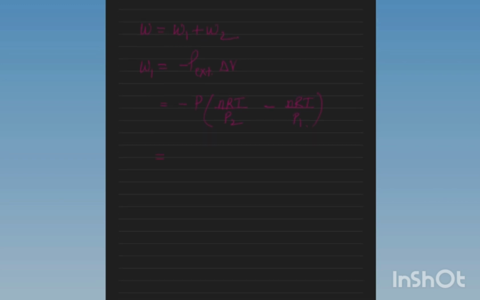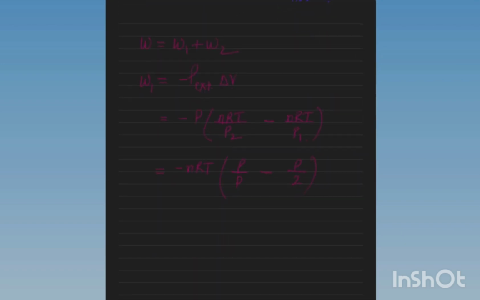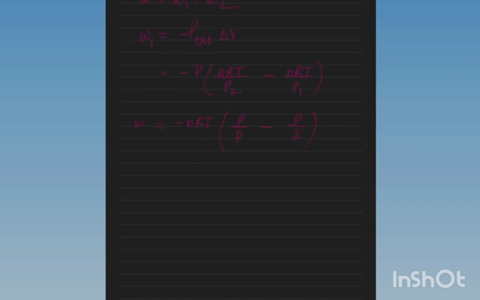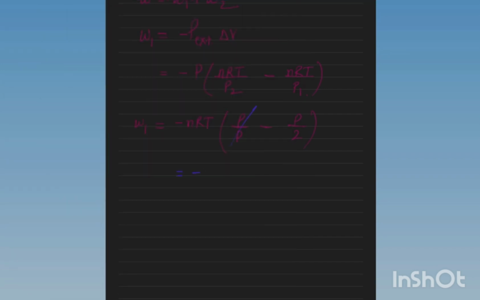Okay. Now external pressure P, we don't know about that P, but we can separate out minus nRT, and P by P2 is our P. Final pressure will be P, the internal pressure, and the initial pressure is 2 bar. It is given in the question, 2 bar. So we are putting 2 bar here. So this will be the work W1, and this will be cut out. We will get minus nRT (1 minus P by 2).